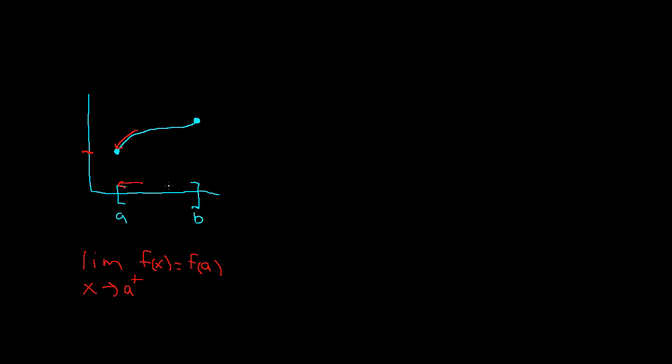Okay, and then likewise, if we go to b, if we approach b from the left-hand side, we can see that f is approaching f of b. In other words, the limit as x goes to b from the left-hand side, or from the negative direction, of f of x, that indeed equals f of b. Okay, so this is an example.